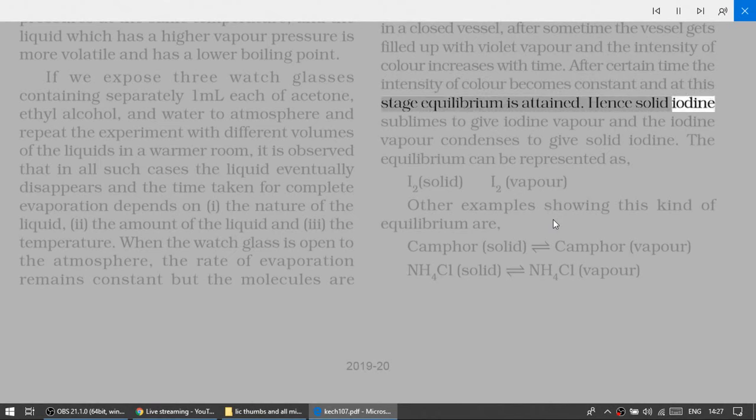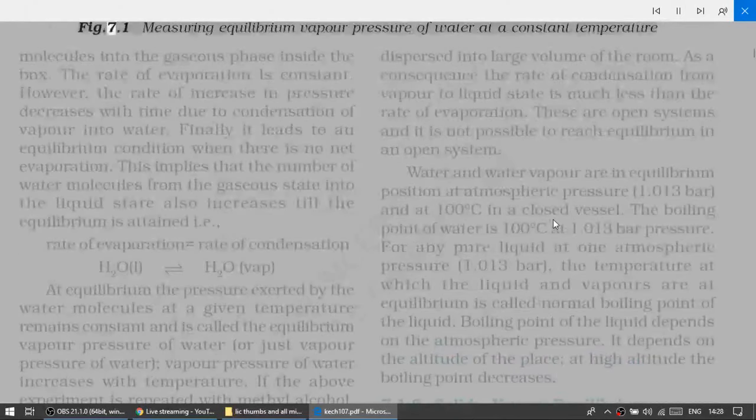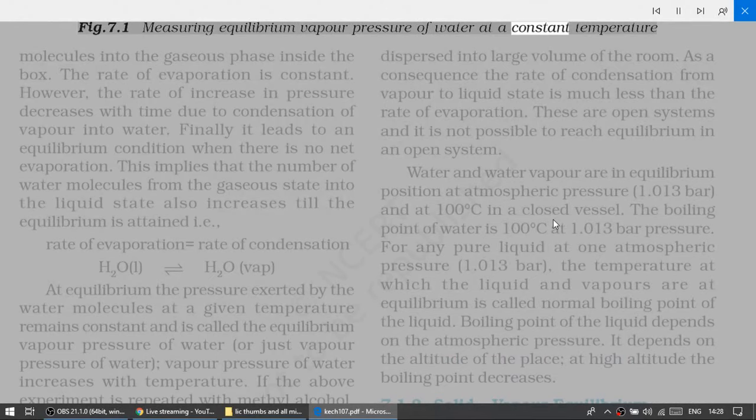Hence solid iodine sublimes to give iodine vapor and the iodine vapor condenses to give solid iodine. The equilibrium can be represented as I2(solid) ⇌ I2(vapor). Other examples showing this kind of equilibrium are camphor(solid) ⇌ camphor(vapor), NH4Cl(solid) ⇌ NH4Cl(vapor). Fig. 7.1 Measuring equilibrium vapor pressure of water at a constant temperature.